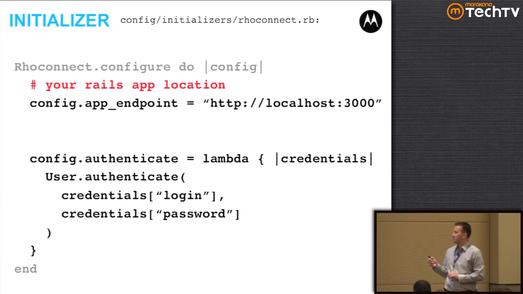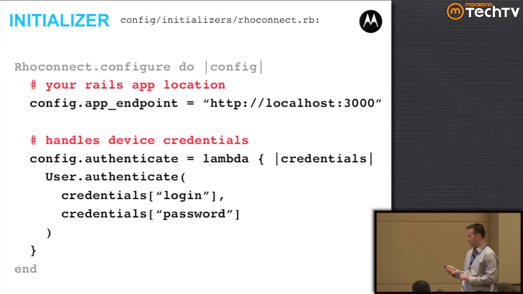And then the next thing I'm going to do here is put in my authenticate hook. So what RhoConnect will do here is it will send the credentials to my application in the form of this credentials hash. And you'll get a login and a password in that hash. So I can use these credentials to authenticate the user and then return true or false. In this case, I already have a user model that has an authenticate method, which is a common paradigm in Rails. And this method will return true or false based on the credentials that are passed in. And it compares them with a hashed password in the database.